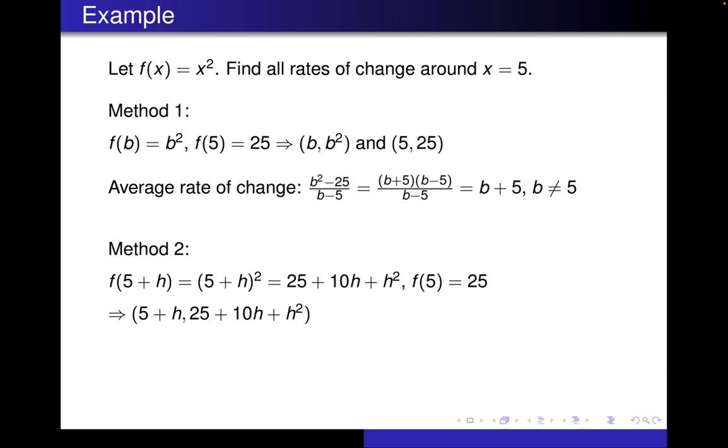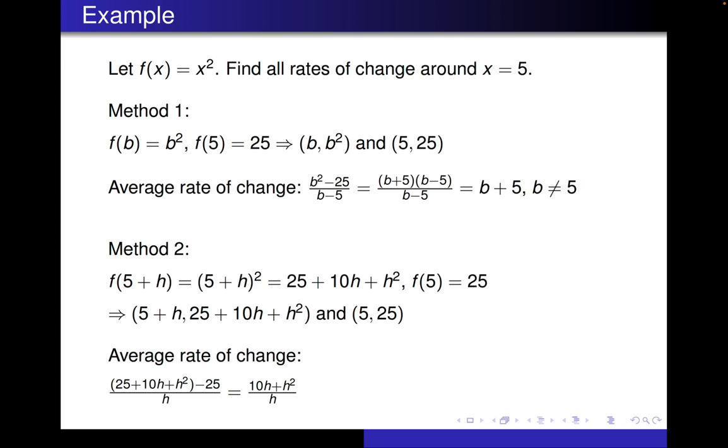So our 2 points are x equals 5 plus h and y equals 25 plus 10h plus h squared, and our other point is 5, 25. And now we find the average rate of change just like we did before. We subtract the outputs, the y coordinates: 25 plus 10h plus h squared minus 25. Then we subtract the x coordinates. We get 5 plus h minus 5, and the 5's cancel to give us just plain old h. And notice in the numerator, those 25's are going to cancel.